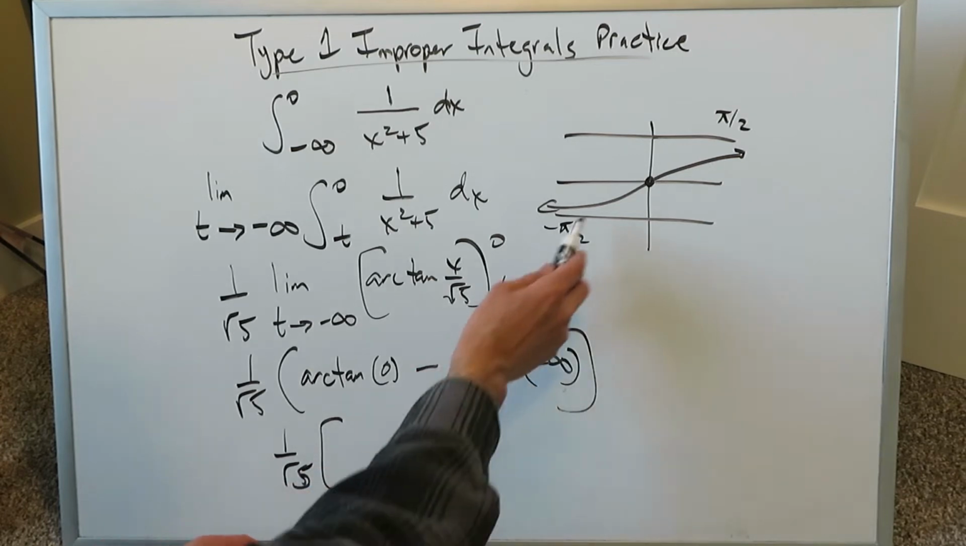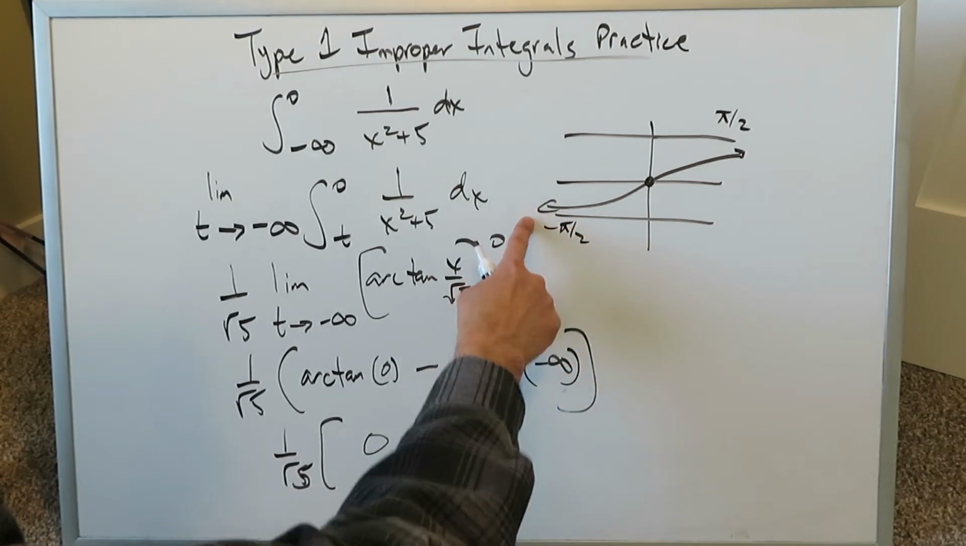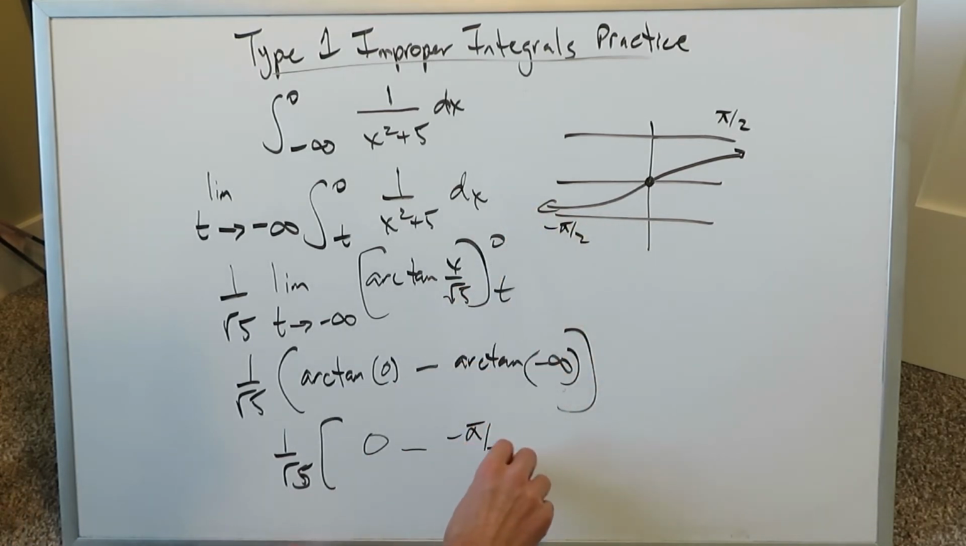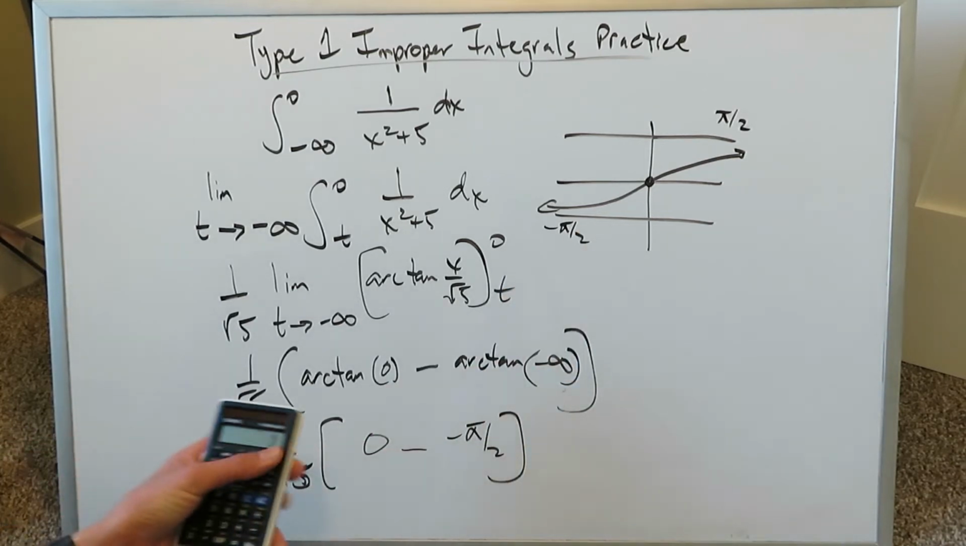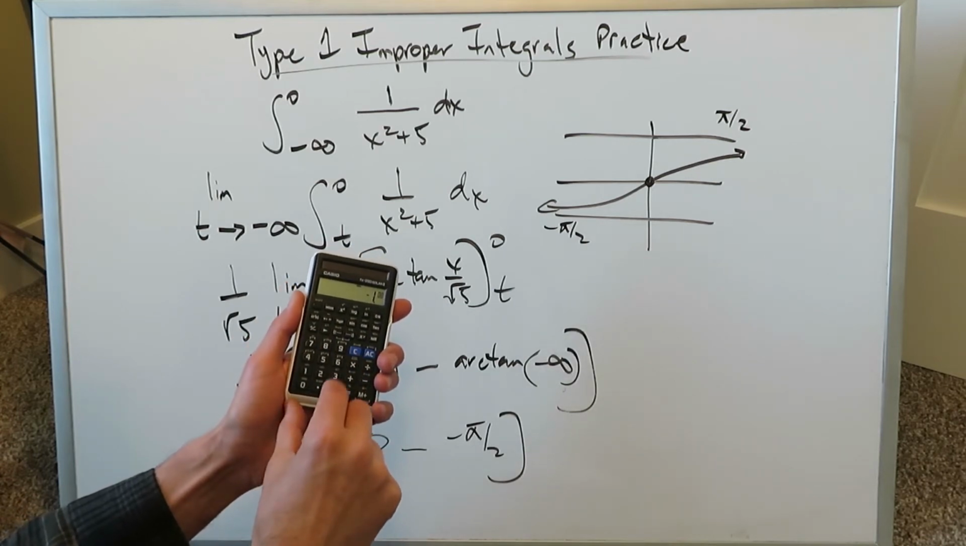Look at your graph over here for the inverse tangent function. Arctan 0, 0. Arctan minus infinity, minus pi over 2, right? You see that, right? If you don't see that, bring out the calculator. Write a number close to minus infinity. You can do 1 exponent 99.